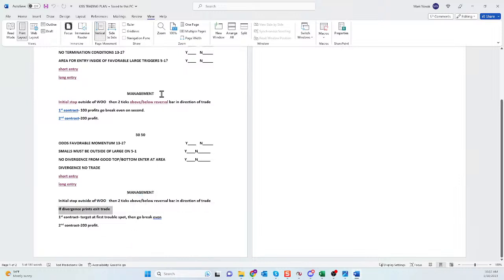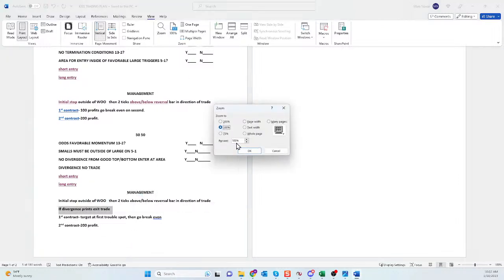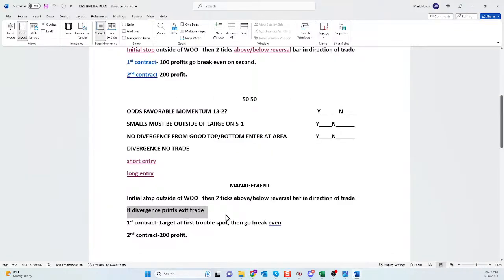But if divergence prints, guys, my rules aren't met, right? If divergence prints, it's not a trade that I'll take. Therefore, if it prints, I'll exit the trade. That's it. If divergence never prints, my first contract goes at the trouble spot, and then I go break even. I manage assertively. I manage with it in my head that I'm in a medium probability scenario, not a high probability scenario. My second contract is $200.